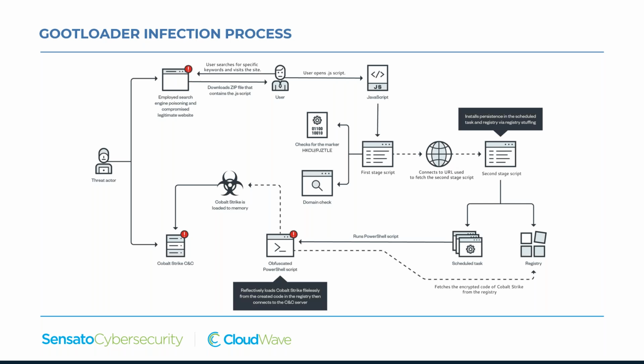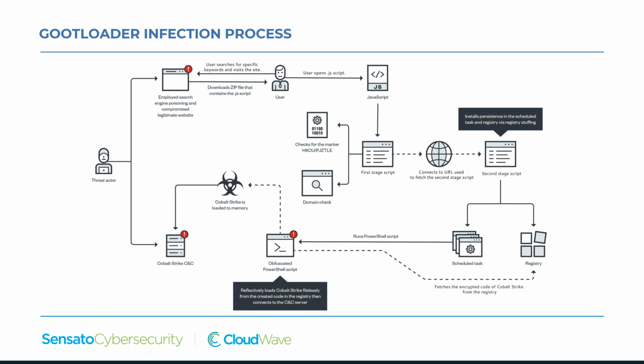They execute that JavaScript, which is going to do the first stage of the script, and it's going to go out and check for a marker in registry. And this is where Trend Micro and Mandiant differ a little bit, in that Trend Micro says that there's a registry key that Mandiant didn't.